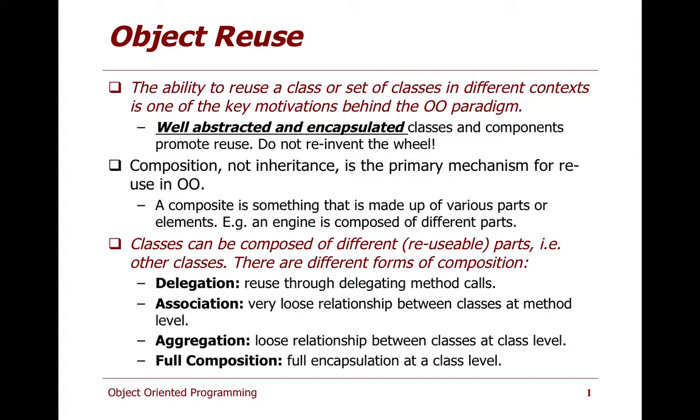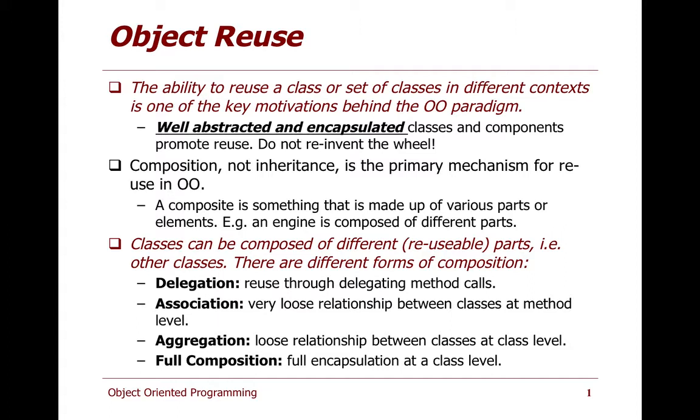Now, object reuse is the ability to reuse a class or a set of classes in different contexts, and is part of the most fundamental aspects of why we would want to use an object-oriented programming language. You may recall that what an object-oriented programming language does for us is to give us the ability to write robust software, but software that is also reusable, flexible, and maintainable. So this whole notion behind reuse is fundamental to what we do, and we're going to see that composition is the primary mechanism for reuse in an object-oriented programming language.